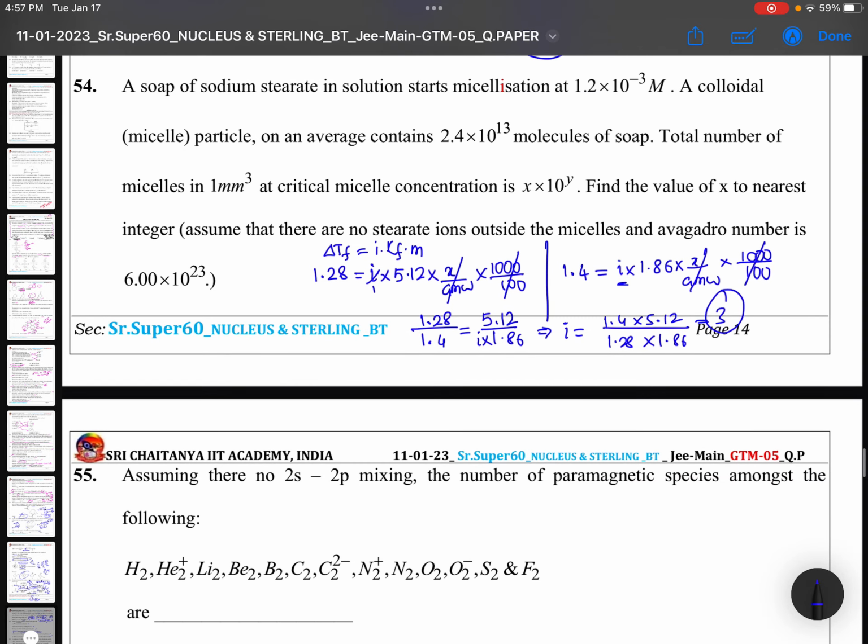A soap of sodium stearate in solution starts micellation at 1.2 into 10 to the power of minus 3 molar. A colloidal particle on an average contains how many micelles in total?